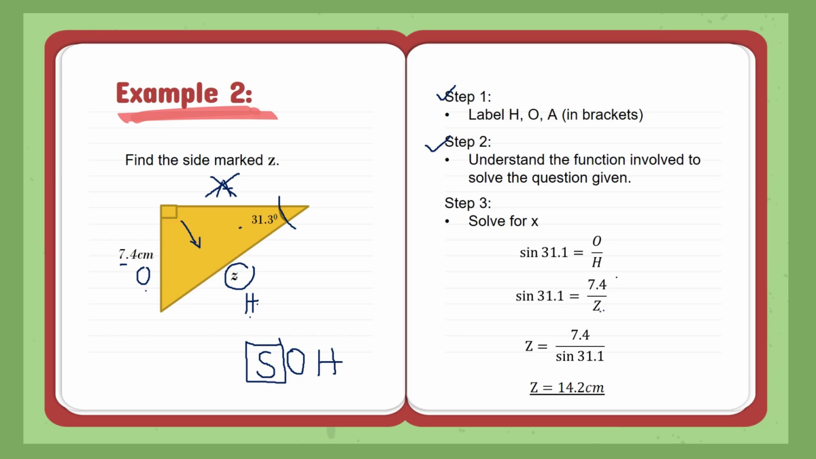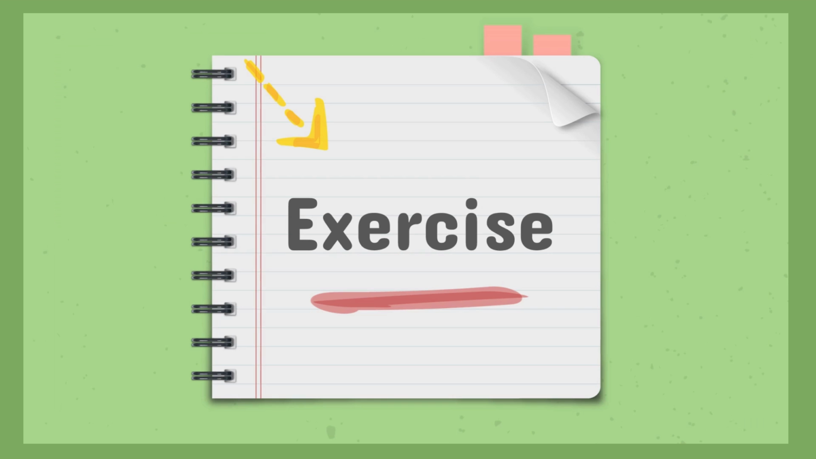Alright, so we solve this, we cross multiply, and then sine 31.3 comes here, and Z is equal to 14.2 centimeters for 3 significant figures. Okay. Alright, let's check on these exercises we have.